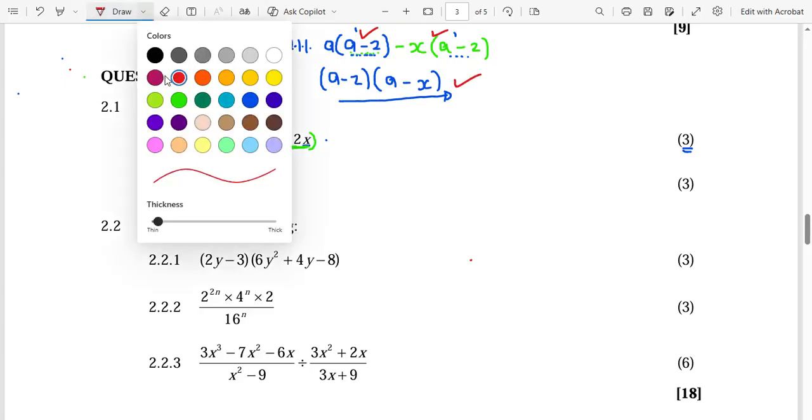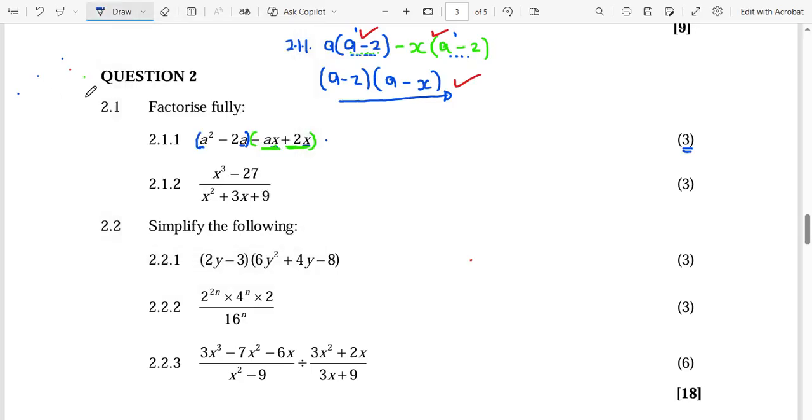That was easy, right? So let's move to the next one, which is 2.1.2. So this one, wow, I need to teach you how to factorize a cubic function. I hope you are paying attention there. So this is 2.1.2. How do we factorize a cubic function?